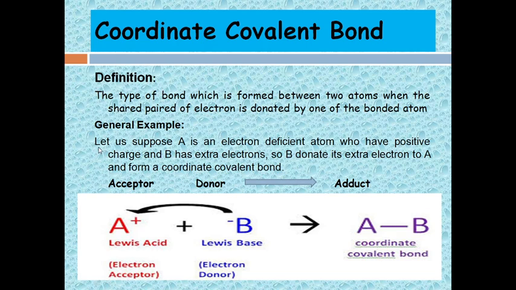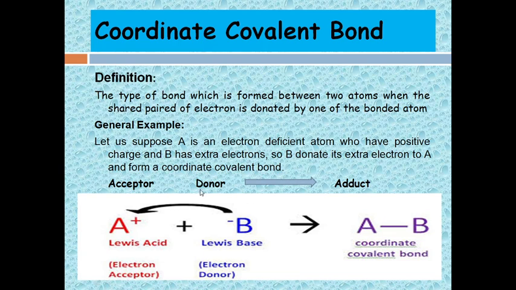General example. Let us suppose A is an electron deficient atom which has a positive charge and B has an electron pair. So B donates its electrons to A and forms a coordinate covalent bond. B donates electrons, so it will act as the donor. A will accept electrons, so it will act as the acceptor atom. By donating electrons from B to A, they form a coordinate covalent bond.